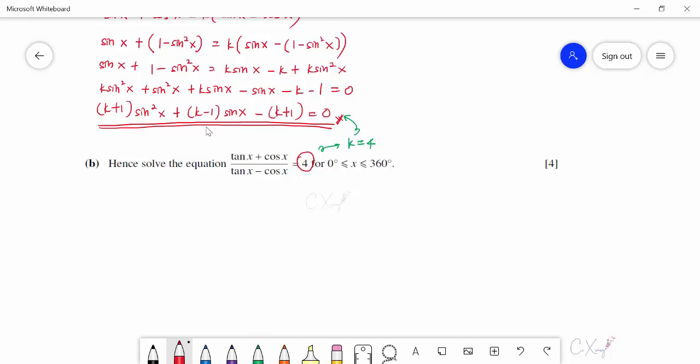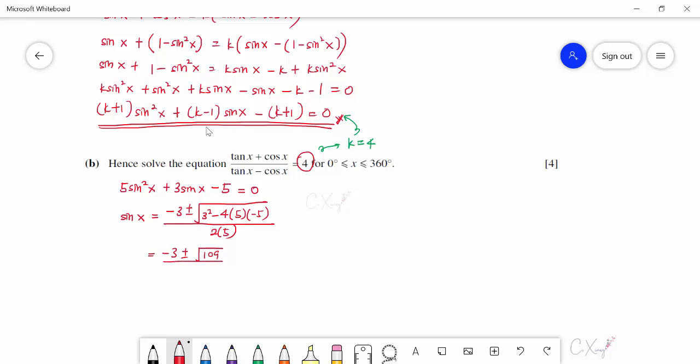So when I substitute k equals to 4 into the equation, I'm having 5 sine square x plus 3 sine x, then minus 5, and it is equals to 0. If you try to factorize it, you will realize that you're not able to factorize nicely. So you need to use the quadratic formula to solve it. So it will be 3 squared minus 4ac, then divided by 2a. And then what we have is plus minus square root 109 divided by 10.